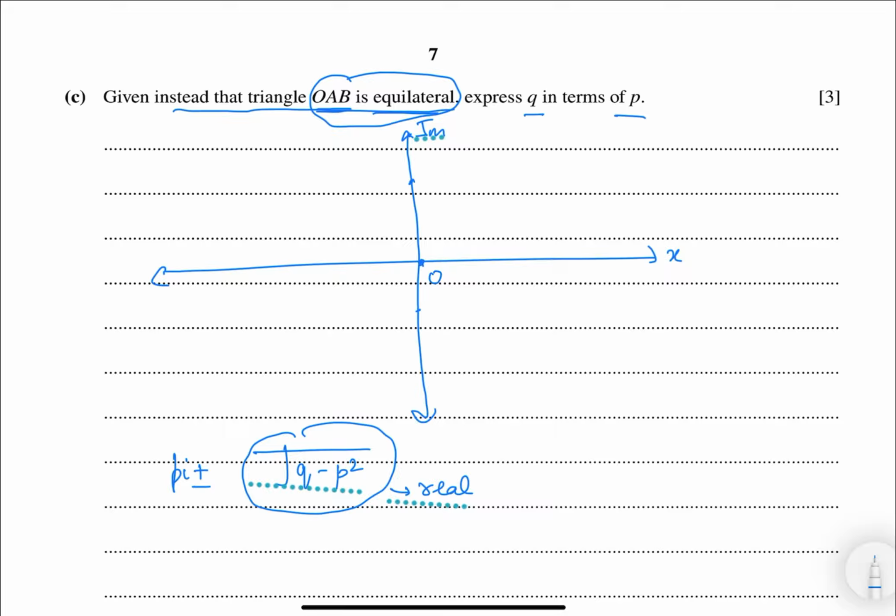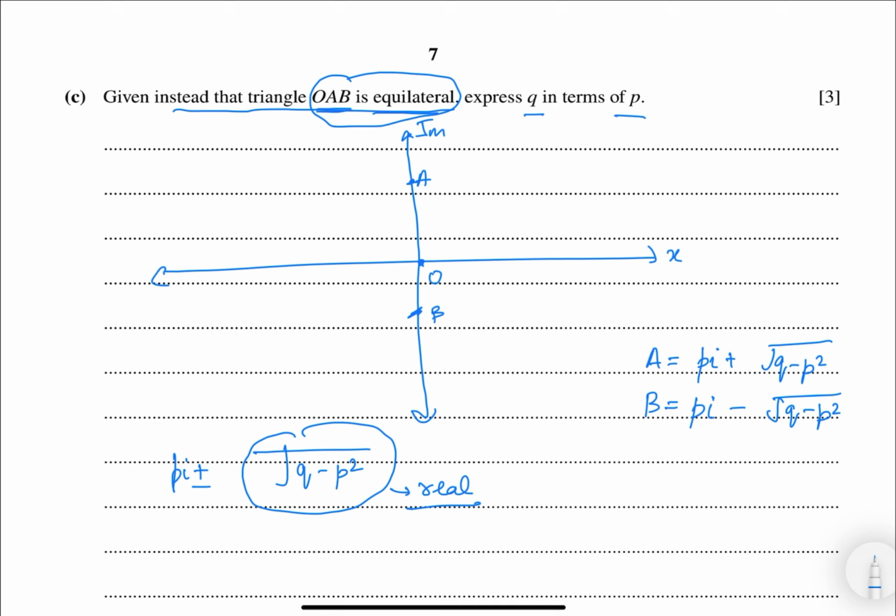Because O is here, A and B, suppose A and B, then it will not form a triangle. Yes or no? So if it is forming a triangle, that means this part is real. Okay, so we have 2 points: A equals p plus square root of (q minus p square), and B equals p iota minus square root of (q minus p square). Okay, now listen.